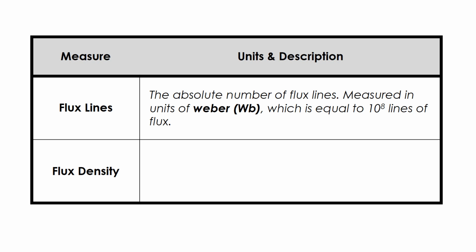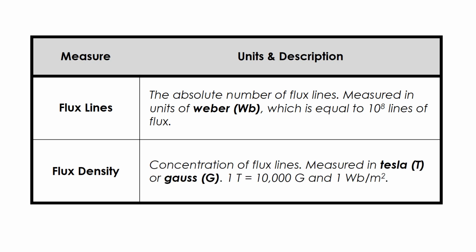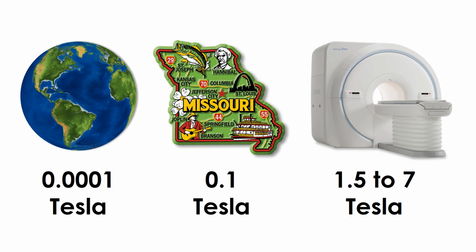Another way, the more common way to measure magnetic strength, is in terms of the flux density. We can describe it like this. Flux density is the concentration of flux lines. We measure it in Tesla, which is capital T, or Gauss, which is capital G. Here's an important conversion. 1 Tesla is equal to 10,000 Gauss, which is also the same as 1 Weber per square meter.